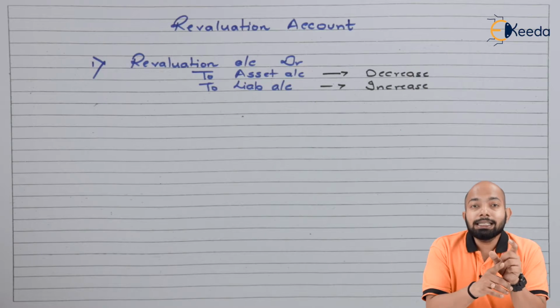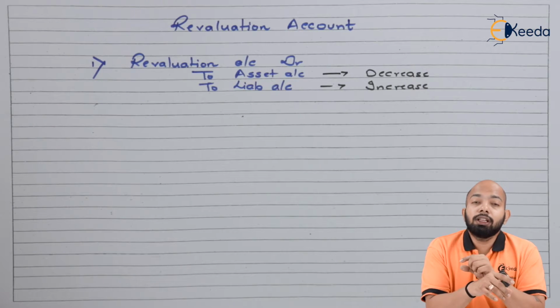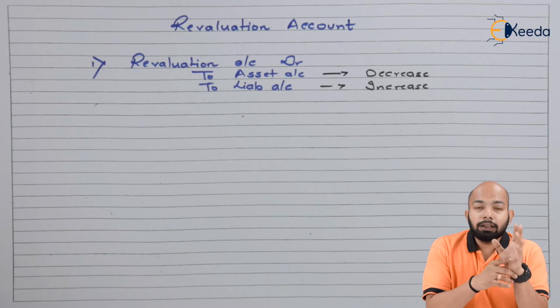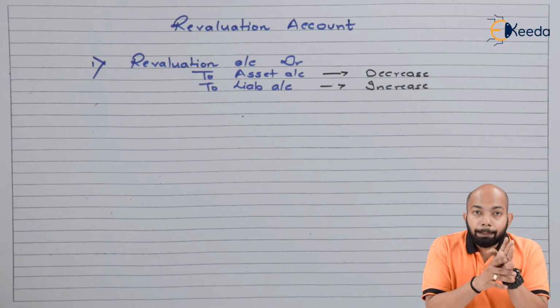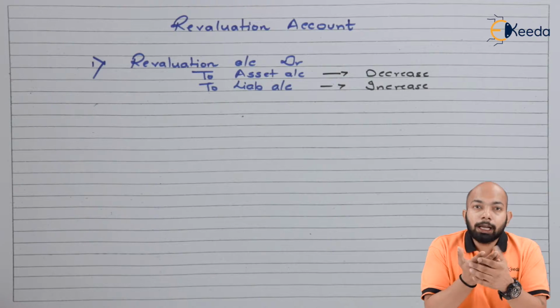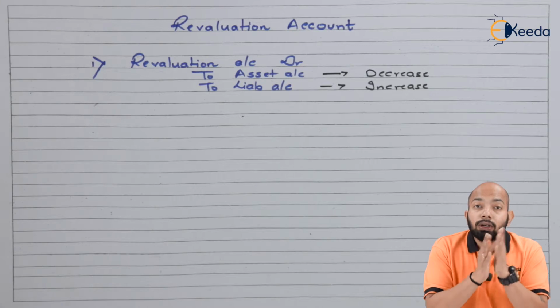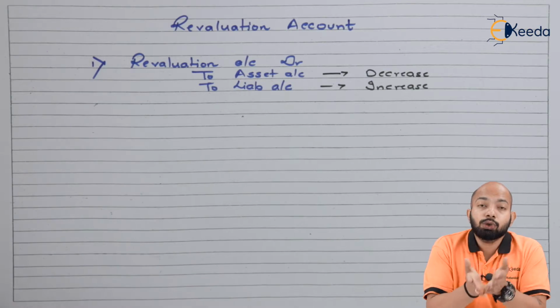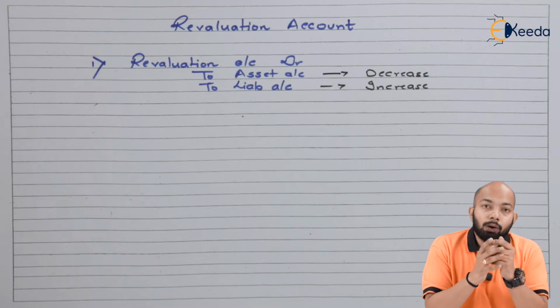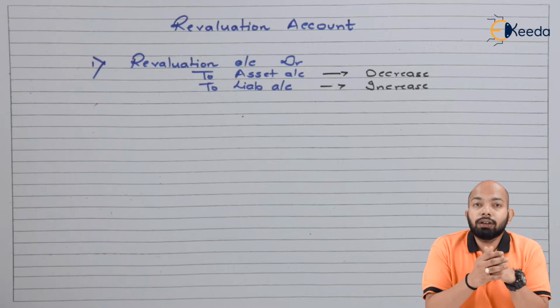So that is done because there is a reduction in the value of assets. Similarly, if the loan liability was around 10 lakh before revaluation was done, and after revaluation we have figured out that the loan liability has gone above 15 lakhs, now the difference is moved to the revaluation account.